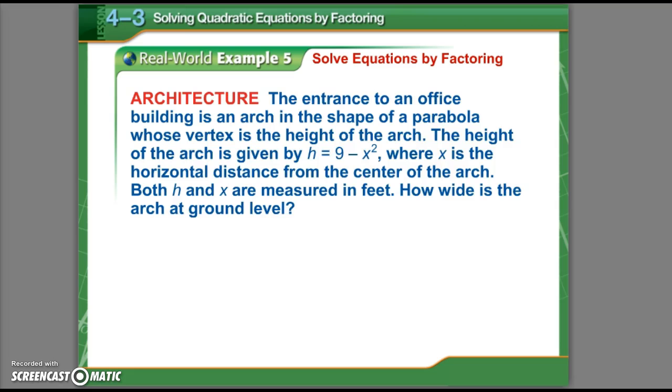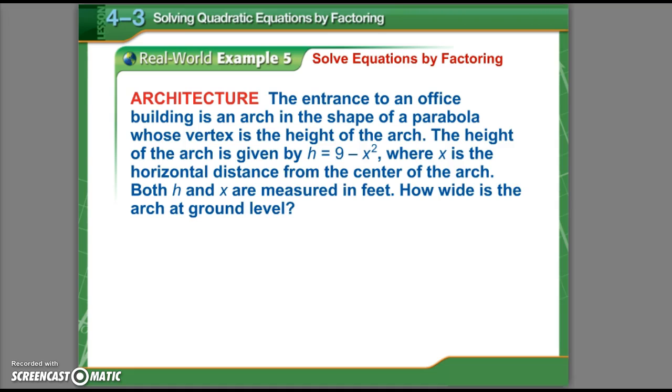All right, example 5 is a real-world example about architecture. It says the entrance to an office building is an arch in the shape of a parabola whose vertex is the height of the arch. The height of the arch is given by h equals 9 minus x squared, where x is the horizontal distance from the center of the arch. Both h and x are measured in feet. How wide is the arch at ground level?